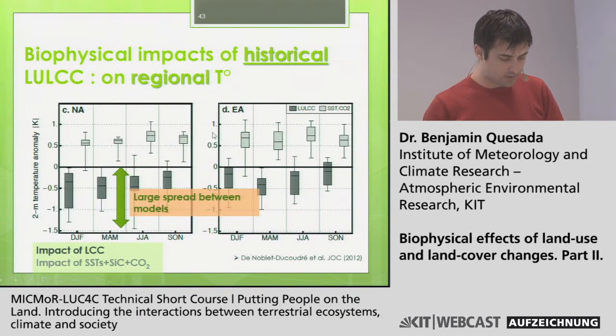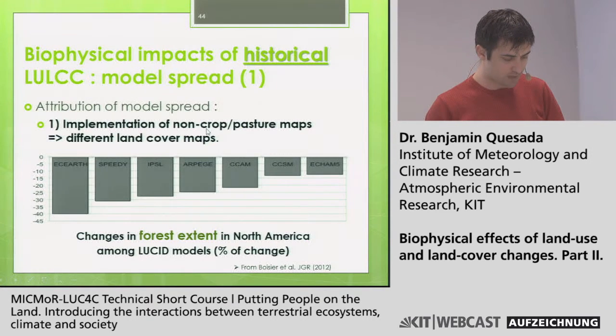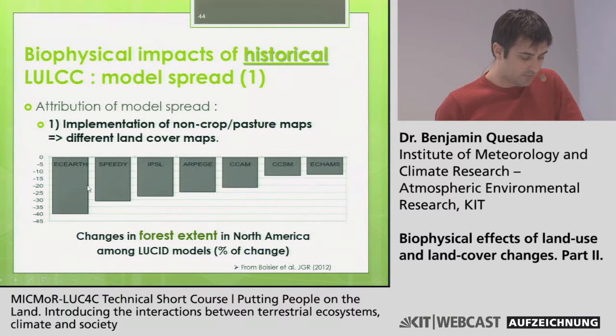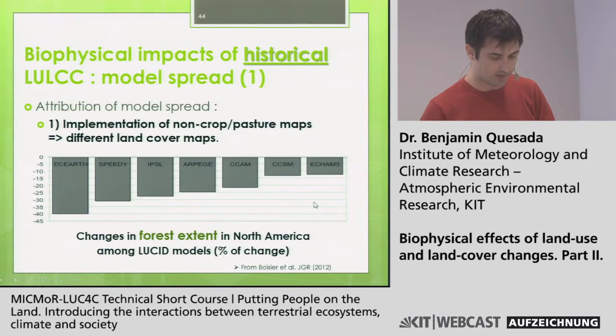They try to attribute in this paper and in others the large spread on simulated temperature. A first possibility is that the implementation of natural vegetation for each model is different. The implementation of non-crop and pasture maps are different. That leads to different land cover maps for each model, and in absolute value you have differences in forest extent simulated by each model. Look, for example, at the EC-Earth model that simulates for the past land use and land cover change minus 40% in North America forest extent, whereas for ECAM5 it's only maybe minus 10%. So that contributes to the model spread we saw on temperature.